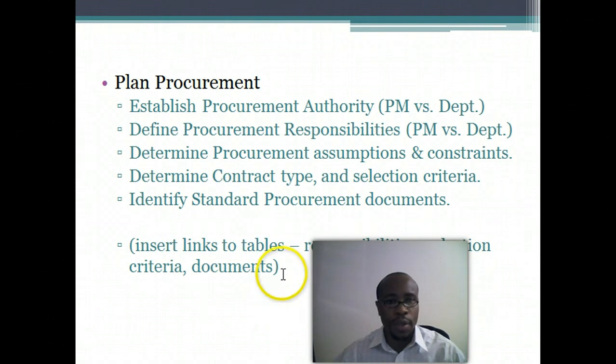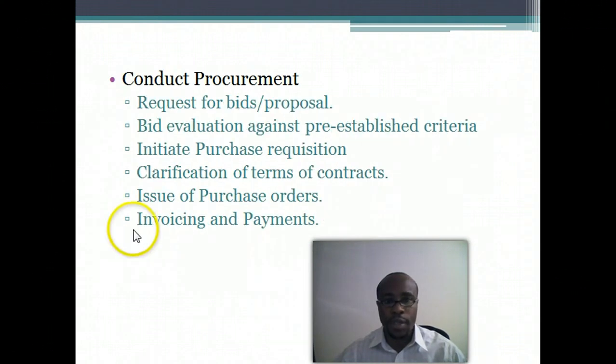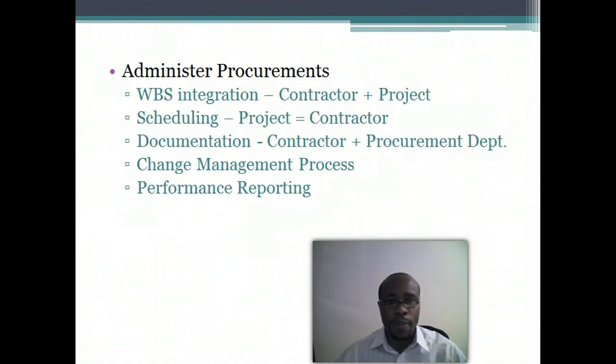The next phase was actually conducting the procurement, which involves requesting bids, requests for bids and proposals, evaluating the bids based on the pre-established criteria that we have, and issuing purchase requisitions. The project manager is responsible for that. Then clarification of terms and of the contracts on both sides, procurement department and the contractors, the issuing of purchase orders, and then invoicing and payments.